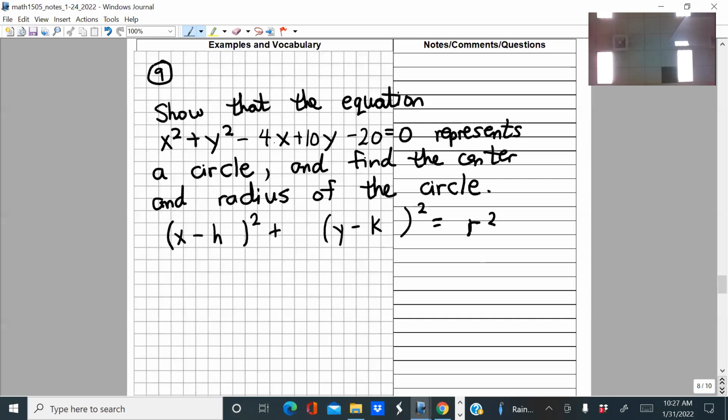So we have to take this equation, which is in what I would call simplified form, and write it back in that (x minus h) squared plus (y minus k) squared equals r squared form. That's called standard form, or sometimes I call that factored form, because to me, that's a little bit more descriptive of what that form of the equation looks like.